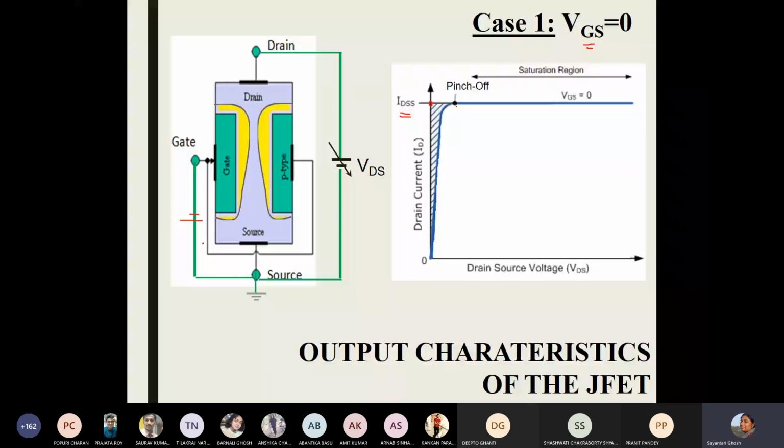The only thing that changes is that when you have VDS equal to 0, there is still a substantial amount of depletion region because of this battery present there. So that generates a curve whose slope is a little bit less than this one. And again, it saturates like this. Okay. So you have another curve for different values of VGS like this. Suppose this is VGS equal to -1, this is equal to -2, and so on.